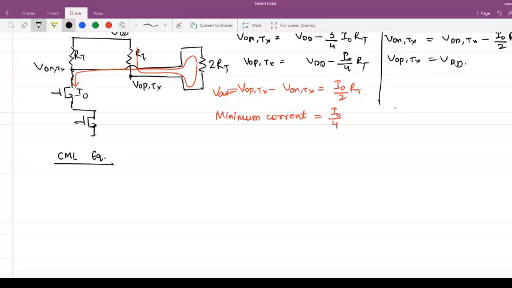You are considering 2 RT because this is a differential output driver, so you have a differential termination on the receiver side. That's why the 2 RT comes in. If you were considering only a single-ended termination, that would be only an RT resistance. Does that clear your doubt? Can you just repeat the question then?